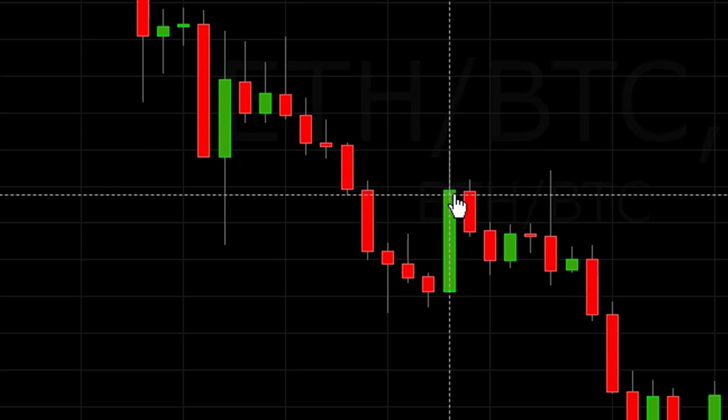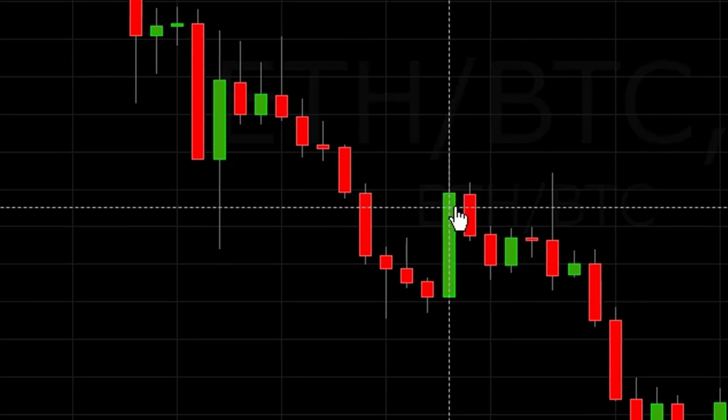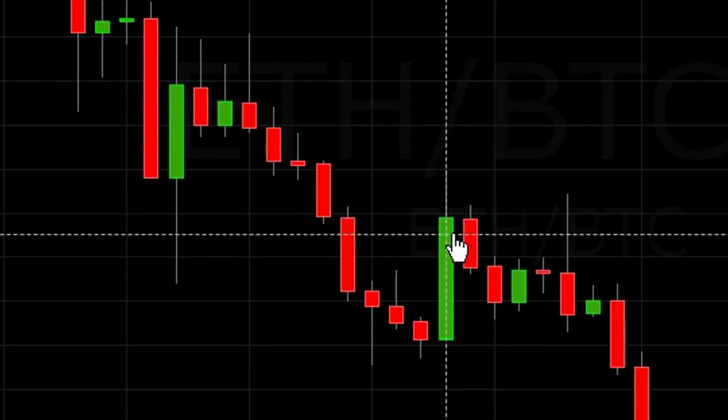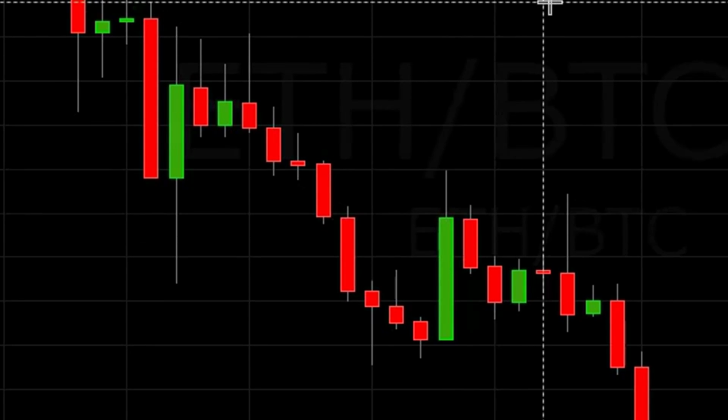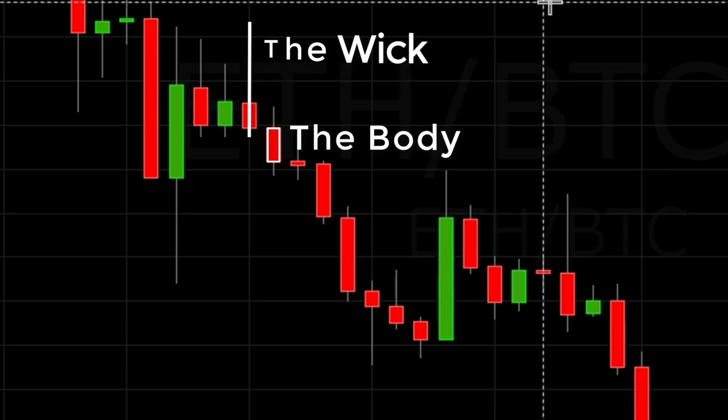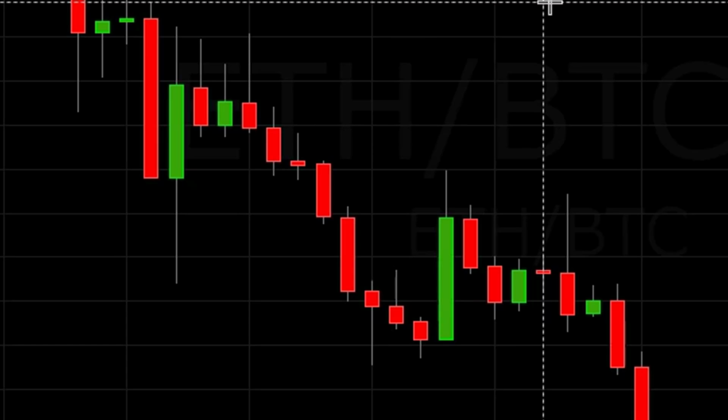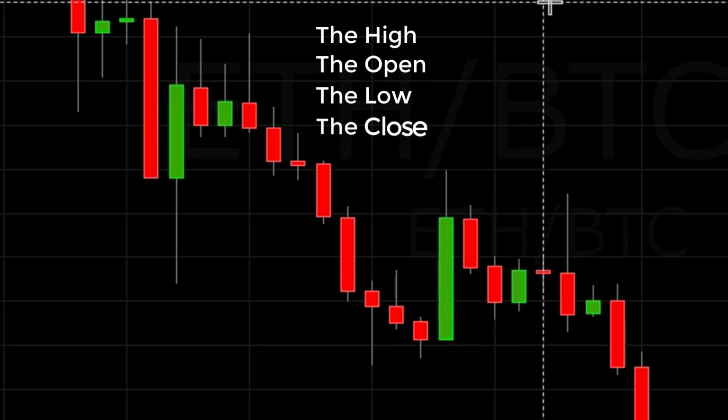Let's zoom back in to one of the candles so we can break down the elements. They're called candles because that's kind of what they look like. In fact, we even call the long line the wick, and the colored area the body. Each candle shows 4 pieces of information, or 4 prices, and these are known as the high, open, low, and close.